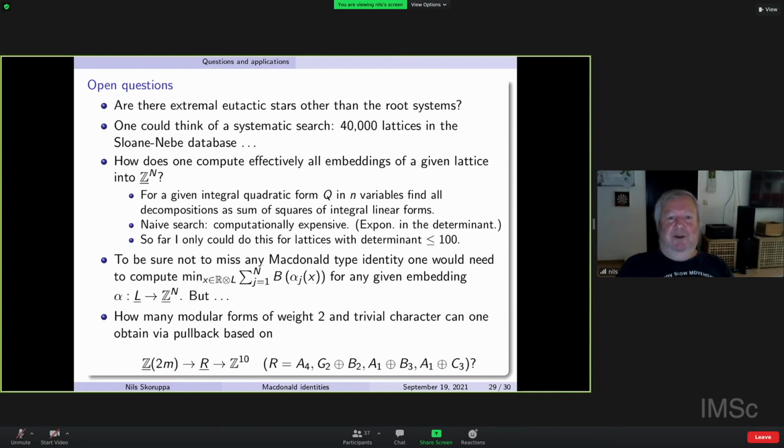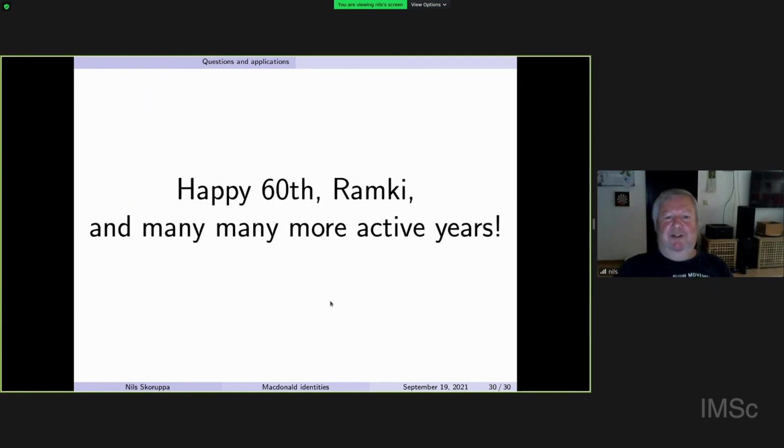Okay, so one can of course make a systematic search for something like that, but as I said, it's with a computer, and it's quite limited because we cannot compute so much. Okay, so I think I stop my talk here.